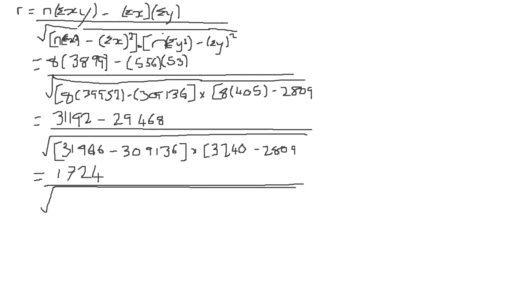319616 minus 309136 equals 10. Sure, Kelly, pop it up in the chat and then we'll do it now. And then times, no, I forgot to close this bracket. This minus that equals 431. We're so nearly there.